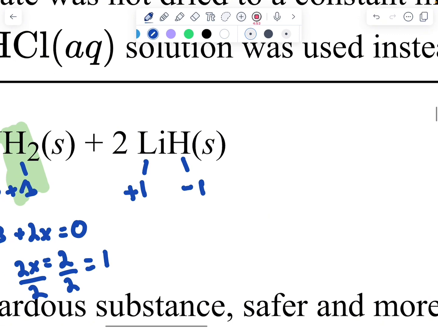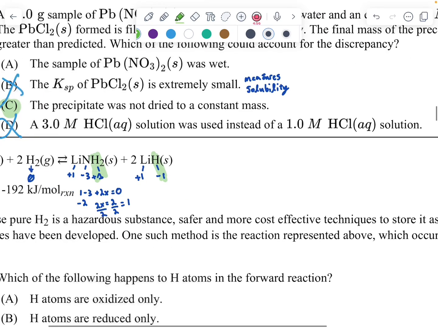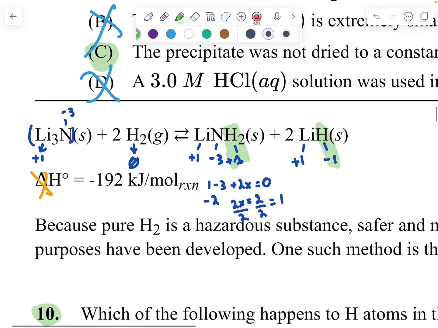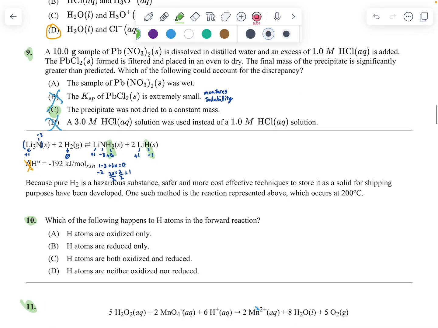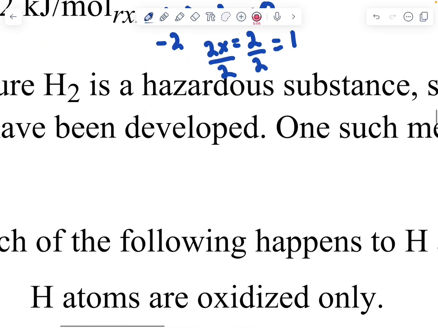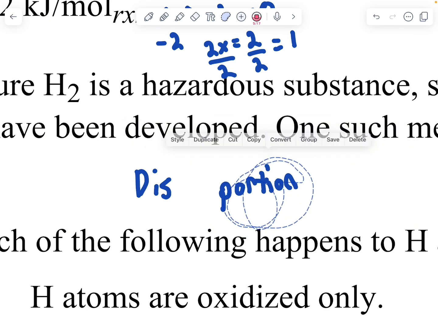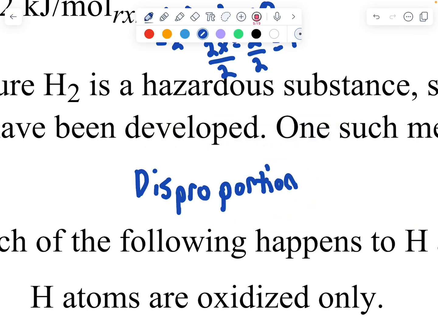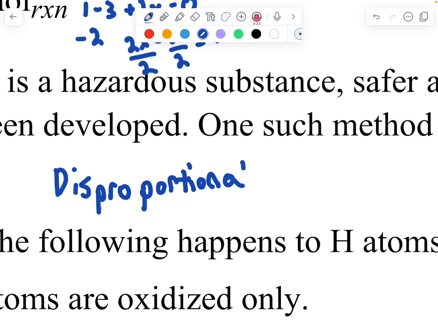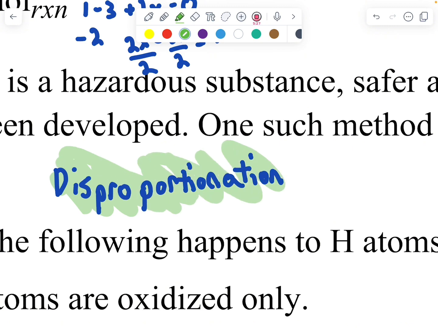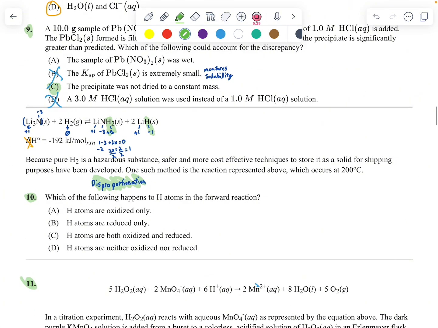And so if we actually look at these oxidation numbers in the forward reaction, we can see it goes from an oxidation number of 0 to +1 and a -1. So this is really a disproportionation reaction, which means one species is both oxidized and reduced. Disproportionation, I think is how you spell it, but that's what it's called. Good vocab word. Don't get a lot of those in chemistry. So we know that it was both oxidized and reduced.